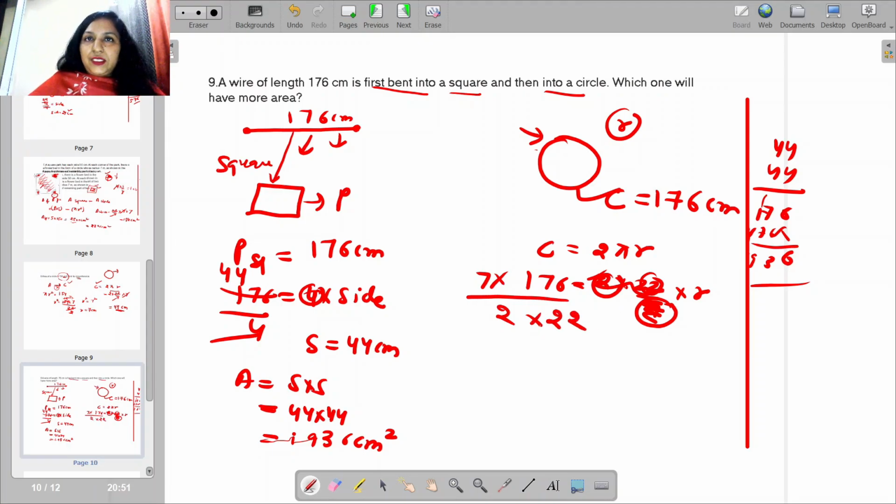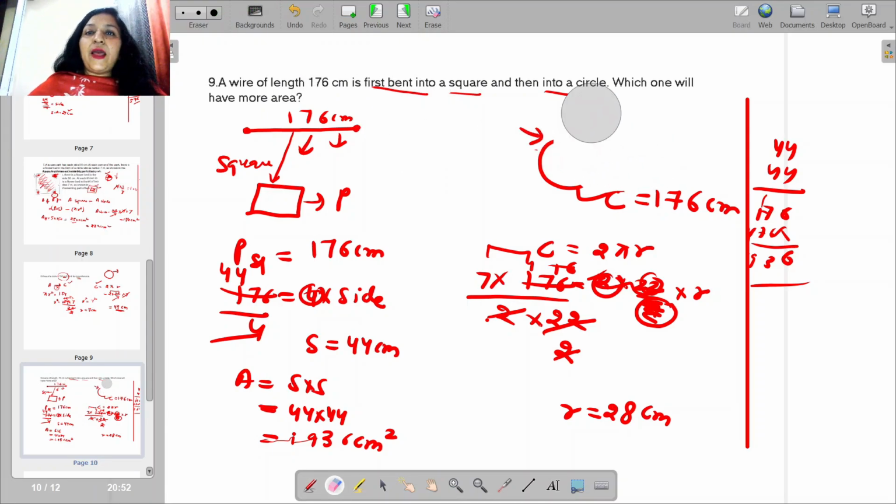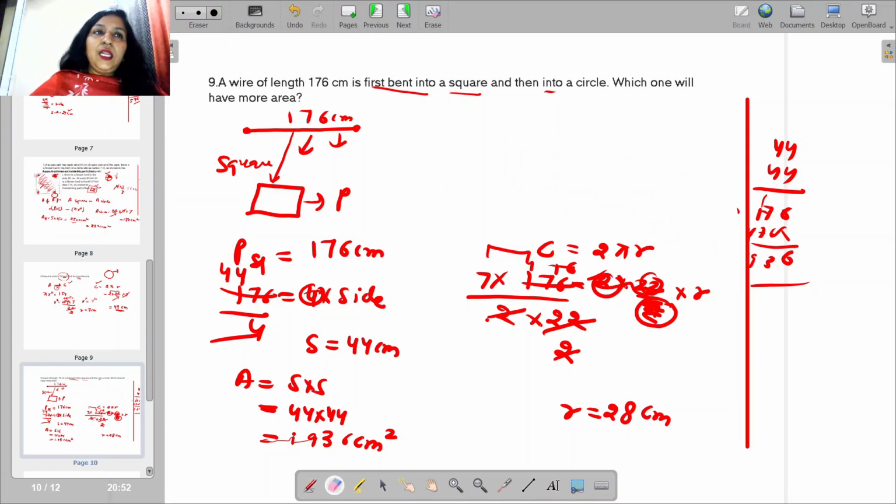Okay. First step, let us transpose. Now, 11 into 2, 11 into 16. Then we have this 2 into 2 is 4 and 4 4s are 16. 7 into 4 is 28. Radius is equal to 28 centimeter. Radius of the circle has come to us. We need to find now the area of the circle.